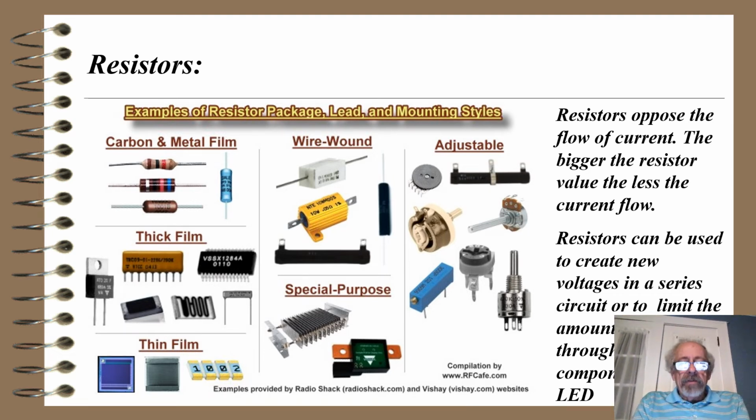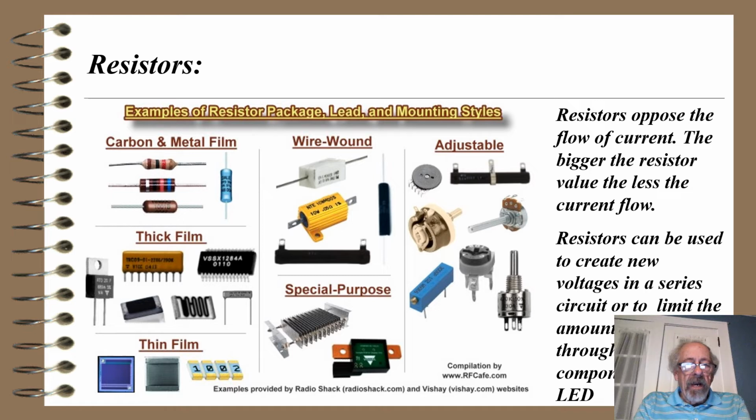Resistors. So here's a picture that shows a bunch of different resistors. What do resistors do? They oppose the flow of current. The bigger the resistor value, the less the current flow. Resistors can be used to create new voltages in a series circuit or to limit the amount of current through a component like an LED, so it might not burn out if we allowed unlimited current to flow through it.